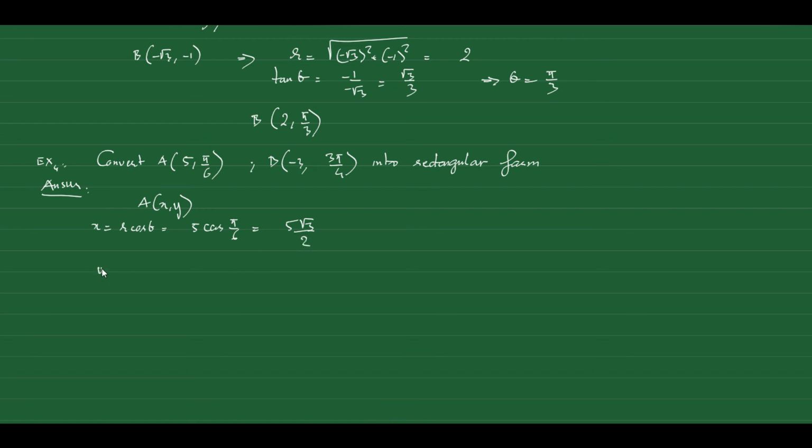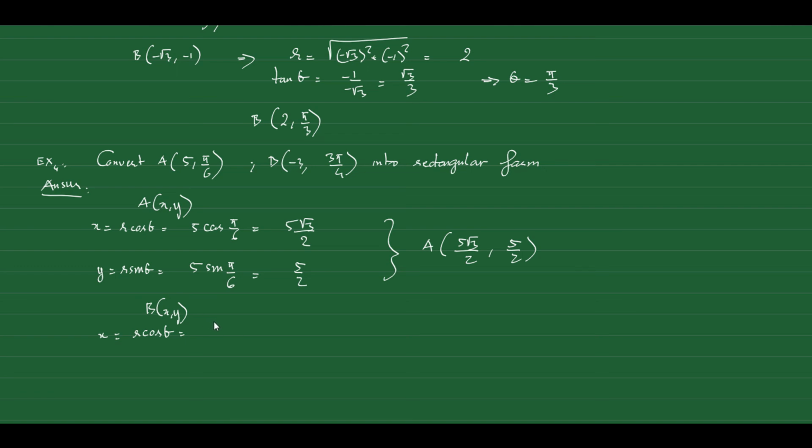Okay, and y is going to be r sine theta. So it will be 5 sine pi over 6, sine of 30 degrees. So it will be 1 over 2. See? Done. Too easy, huh? Like 2 lines. So from here the point will be 5 square root 3 over 2, 5 over 2. Oh my god, too easy, huh? And you do the same for point B. Very easy, guys.